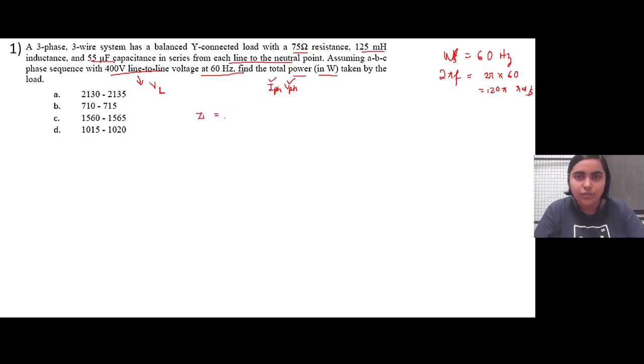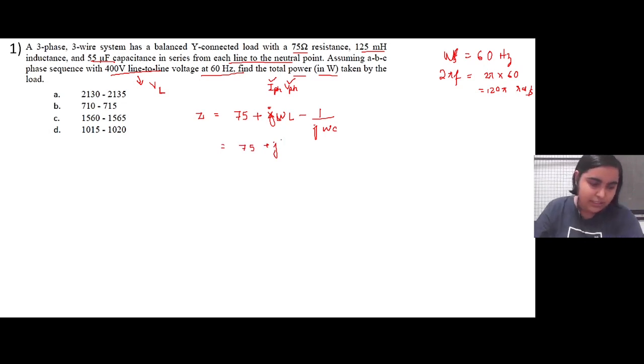Z will be equal to 75 plus j omega L minus 1 by j omega C, right? So it is 75 plus j omega, with frequency 60, right? So let me take the calculator.